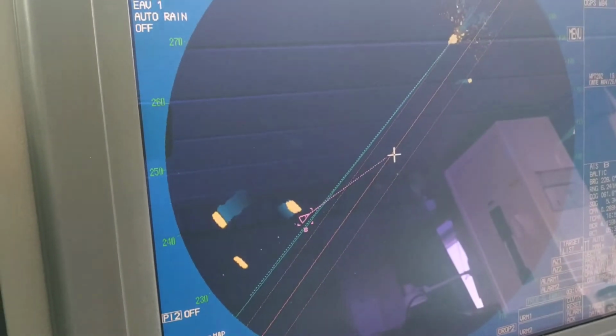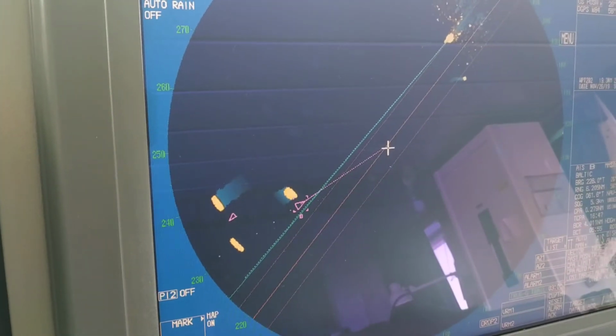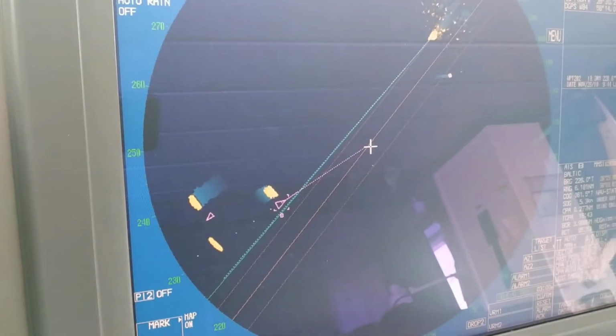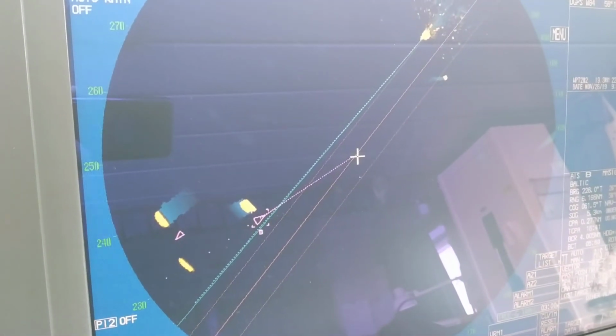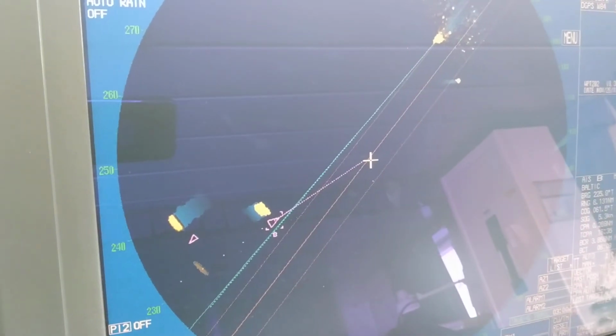And in some cases it will be the opposite, where the CPA is larger and the bow crossing range is small. I will explain that in another video so that you can understand. In this case it's very clear, she is crossing my bow but she still has a close CPA.